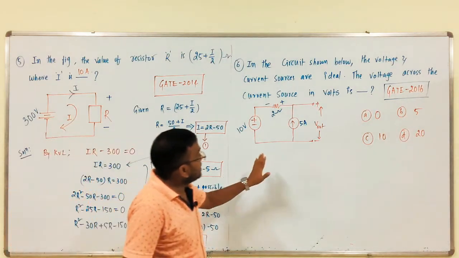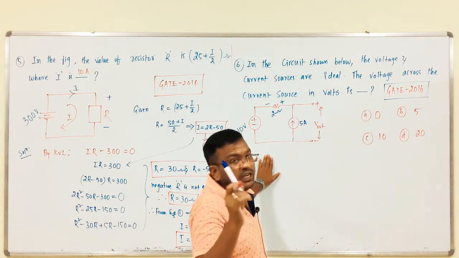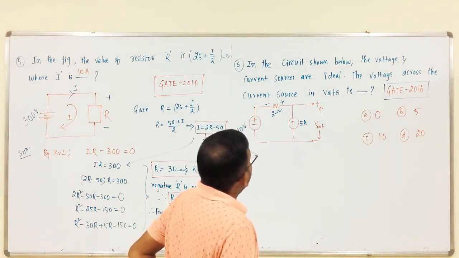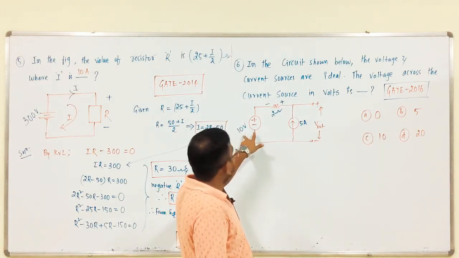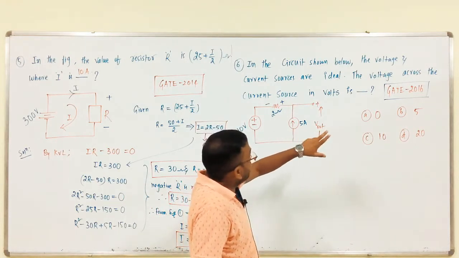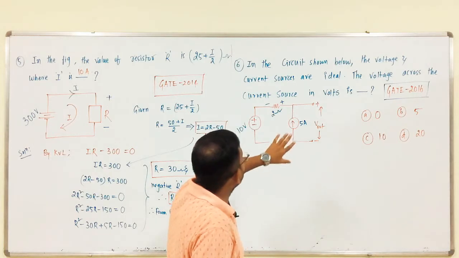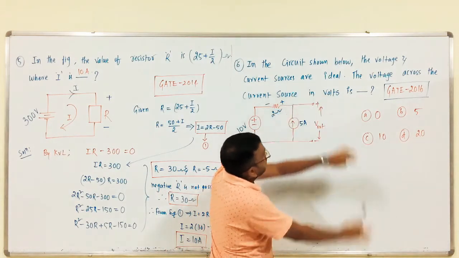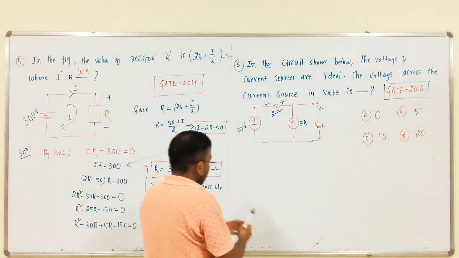So, next question, this is asked in GATE 2016. So, in the circuit shown below, the voltage and current sources are ideal. So, this voltage source and this current source are ideal. The voltage across the current source in volt is, we have to calculate the voltage across this current source. Okay.